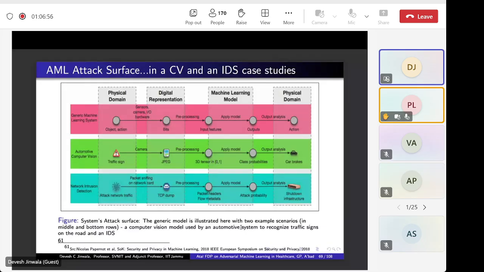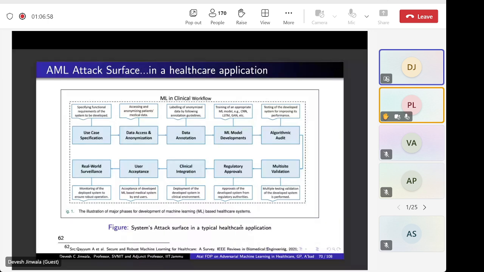There is one more diagram which talks about the attack surface for the system under consideration, healthcare. So what are the typical use cases of a healthcare application which is machine learning based? Machine learning in clinical workflow is taken as the healthcare application. Whatever is shown by these points are the points where the attacker would be trying to carry out the attack. So the title is appropriate, AML surface in a healthcare application.